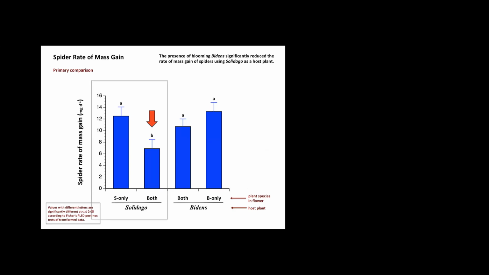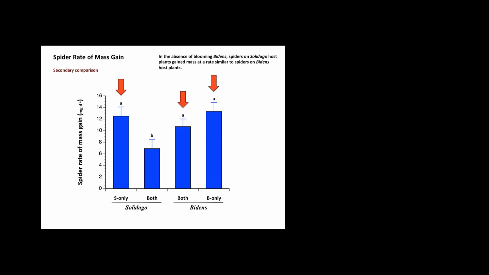And initially here, focusing on just what is happening on those Solidago host plants, what we see is that in the presence of blooming Bidens, there is a significant reduction in the rate of mass gain of spiders that use Solidago as a host. And in fact, their rate of mass gain is about half of that of spiders on Solidago hosts when Solidago is alone.